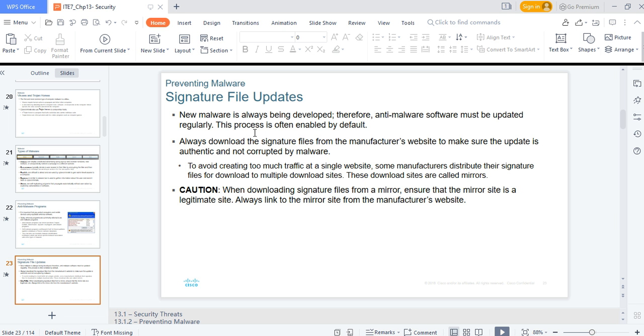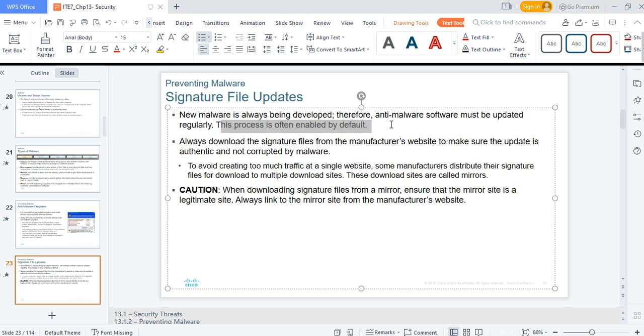For instance, I have file A and I want people to be able to download it. But because of too much traffic for people downloading that particular signature file, I create different places where people can have access to it. So the same file, I keep it in several places, so I will not exhaust the bandwidth for each of them, right? New malware is always being developed. Therefore, anti-malware software must be updated regularly.